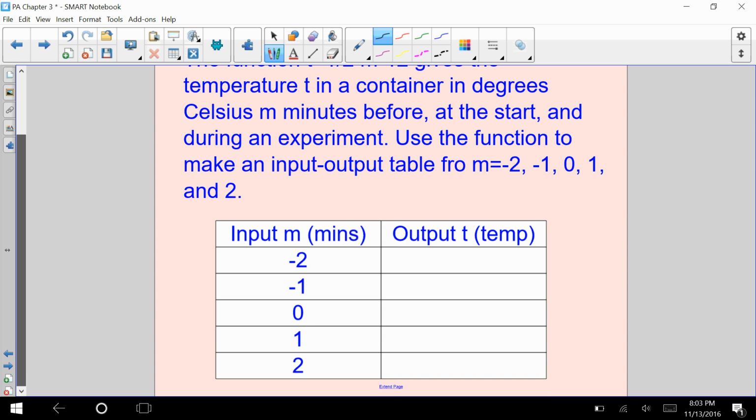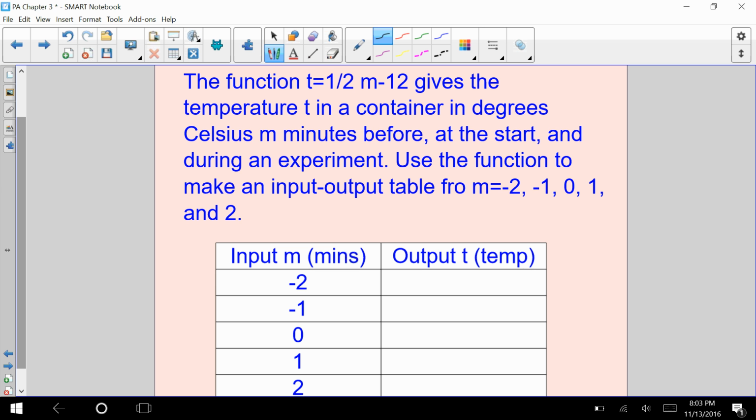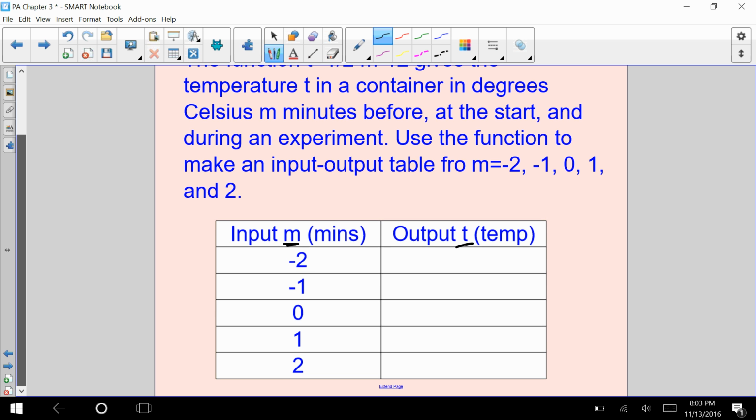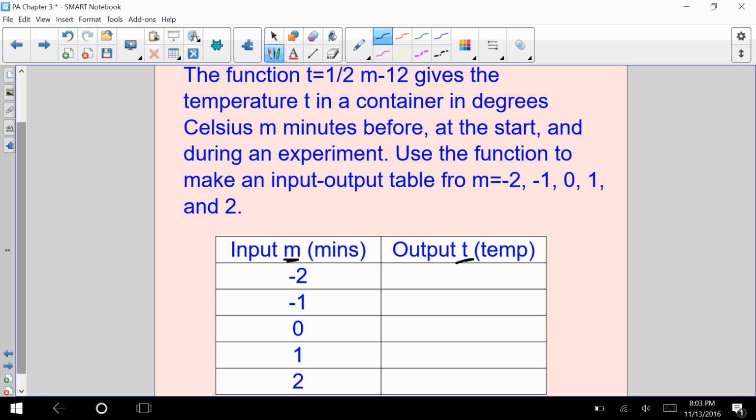So basically an input-output table. The left side of your table will always be your inputs. The right side will always be the outputs. You'll want to label m and t on the top of there. Your inputs are usually listed from least to greatest, going down. So let's calculate our outputs.